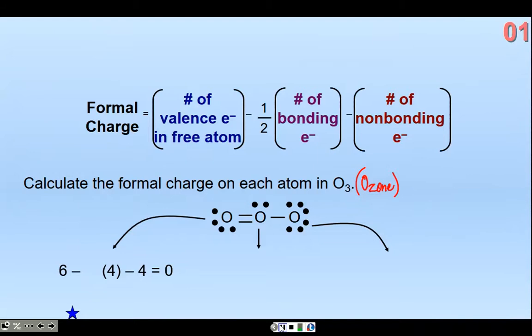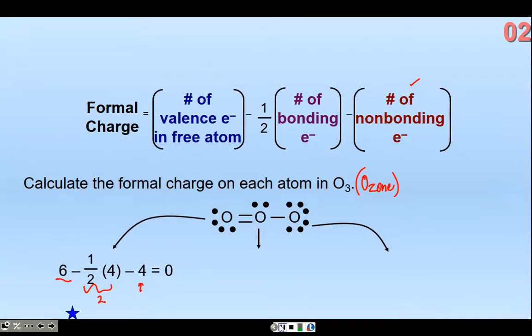The formal charge on the oxygen atom is its number of valence electrons minus half of the bonding electrons. So the bonding electrons for the left oxygen are a double bond, 4 electrons. So half of the 4 is going to be 2. So 6 minus 2. And then subtract from that the number of non-bonding electrons, which is another 4. So 6 minus 4 is 0.